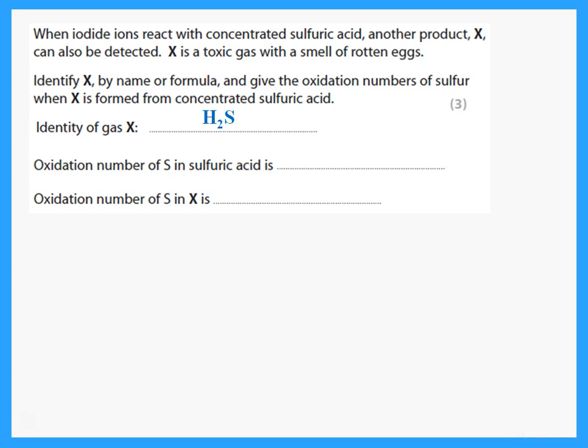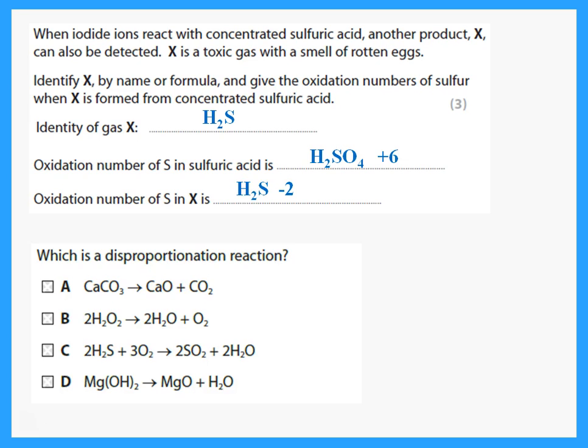Okay, so he's saying oxidation number of sulfur in sulfuric acid. Well, sulfuric acid is H2SO4. So each oxygen is -2, so that's -8. Each hydrogen is +1, so that's a total of +2. So the sulfur has to be +6 for an overall of 0. What is the oxidation number of S in H2S? H2S, each hydrogen is +1, so that is a total of +2 for the two of them. So the sulfur has to be -2.